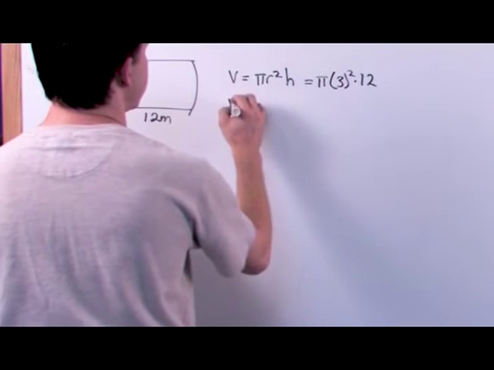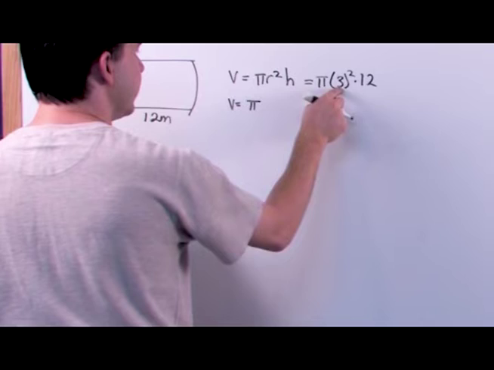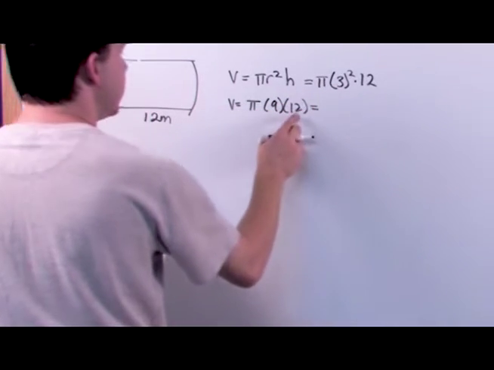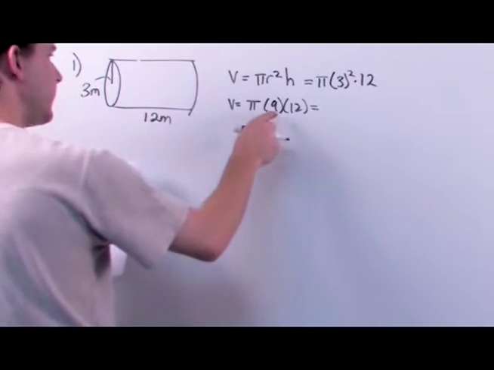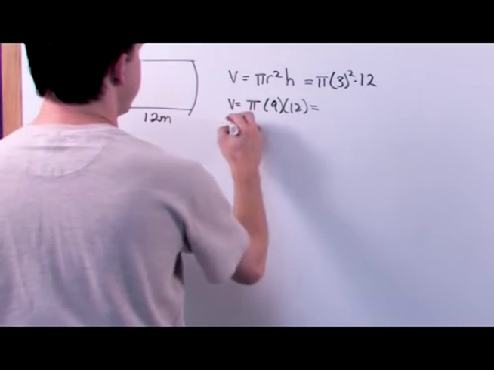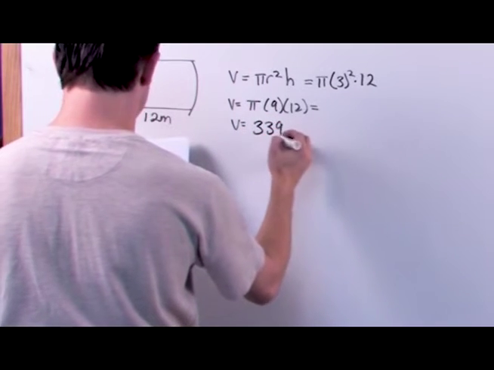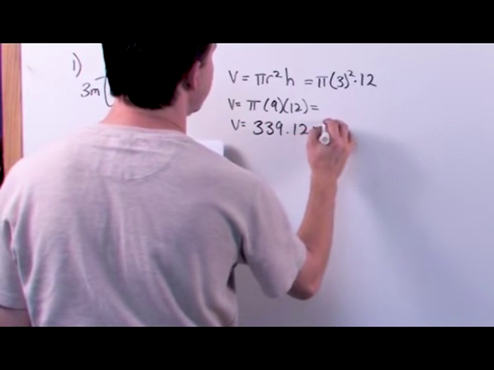So the volume is equal to pi, 3 times 3 is 9, times 12. 9 times 12 times pi, if you were to put that all in your calculator, is going to equal 339.12 cubic meters.